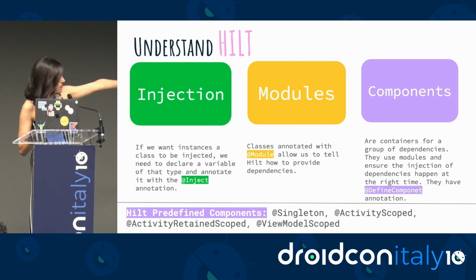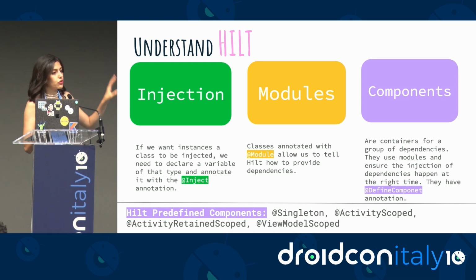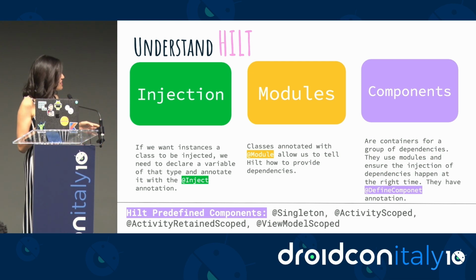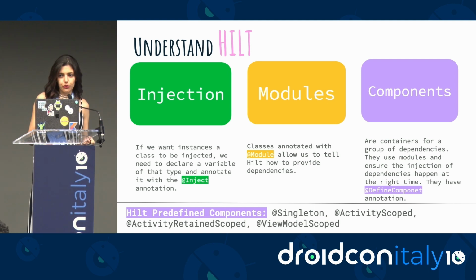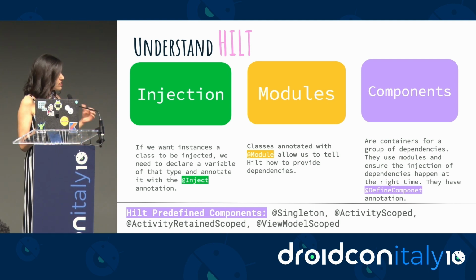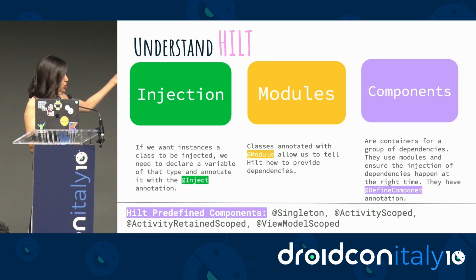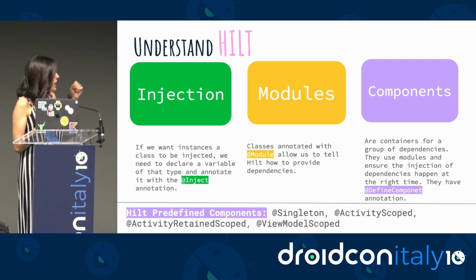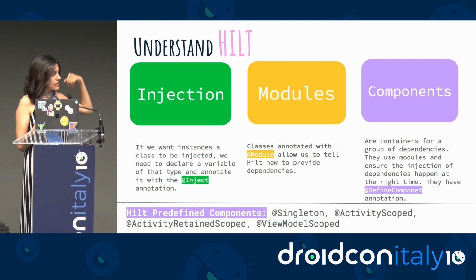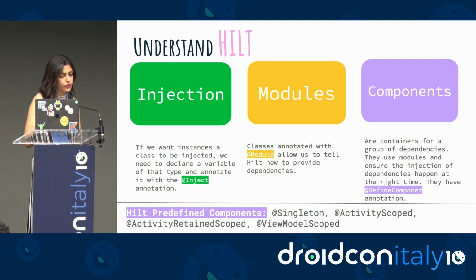So first of all, these are the three main concepts that you would need to deal with Hilt. There are, of course, more annotations that we could not go through all of them here. But talking about components, you don't always have to create custom components. Hilt has predefined components. For example, @Singleton, which I will use if I want the instances of the dependencies I created to live just one instance throughout the whole app lifecycle.